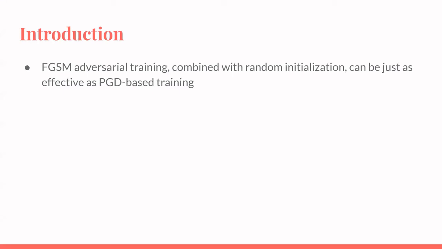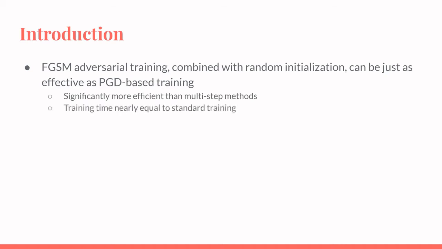To introduce the technical contribution of this work, we briefly describe this FGSM adversarial training method. The main finding that the authors find is that FGSM adversarial training, specifically combined with random initialization, can be just as effective as PGD-based training. FGSM adversarial training is significantly more efficient than multi-step methods, and authors find that training time can be nearly equal to standard training. These findings are quite significant because FGSM adversarial training was previously thought to be ineffective.